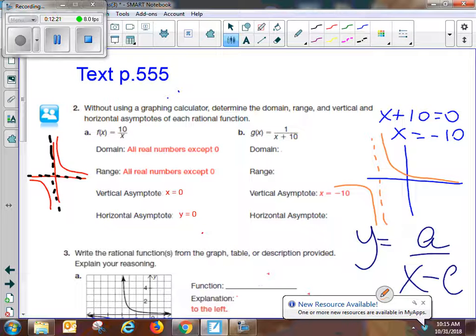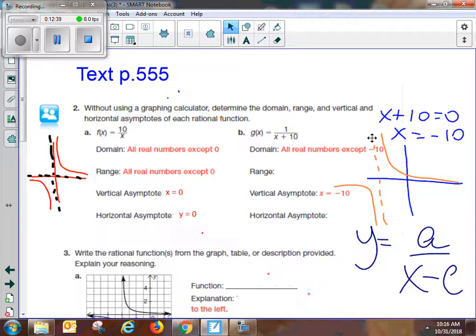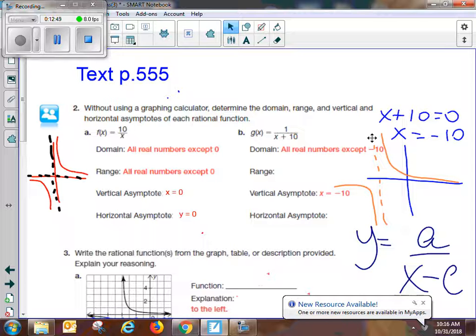Okay, now, with that being said, the domain is not all real numbers except 0. The domain is all real numbers except negative 10. How come? It would equal 0. Look at the equation. You even know that piece from algebra. If you put a negative 10 in there for x, isn't negative 10 plus 10 0? Can you divide by 0? No.